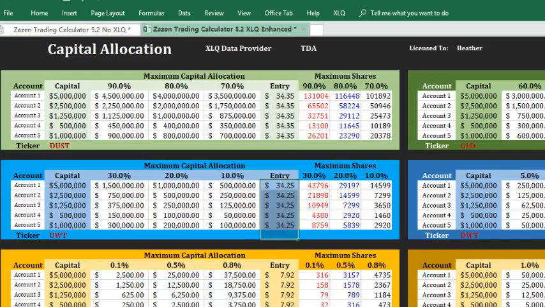In the XLQ Enhanced version, the price of the ticker that you type in will automatically be entered and update. This is convenient because it saves time. You don't have to manually enter the price of the stock at the time that you're interested in it.